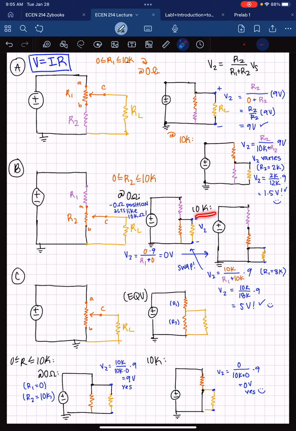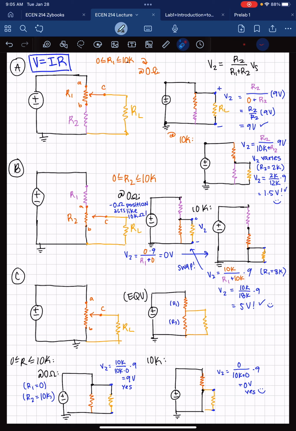And then over here, when it's at the 10K position but acting like 0 ohms, because there's nothing in parallel with the load, and the load is really large, remember, this is going to short circuit it. So it goes 9 volts through here, it'll drop a certain amount, and then it'll drop the rest. And that is shown right here. So between here and ground, it would be 0 volts, because it's already dropped all its voltage by the time it gets to this node.